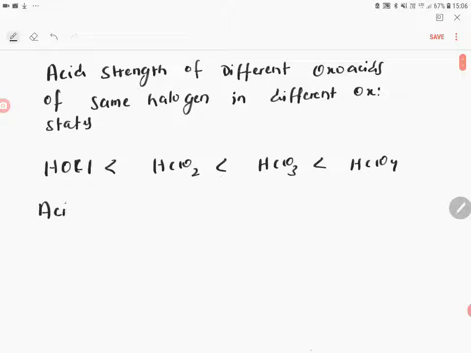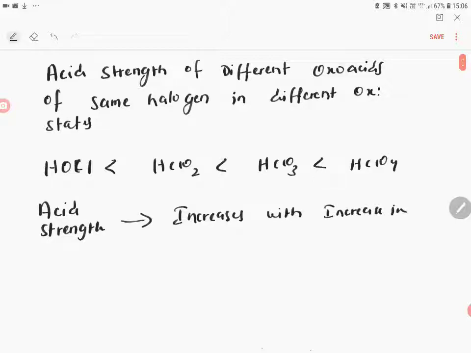Understand here, acid strength of the oxo acids of the same halogen increases with increase in oxidation number of halogen.